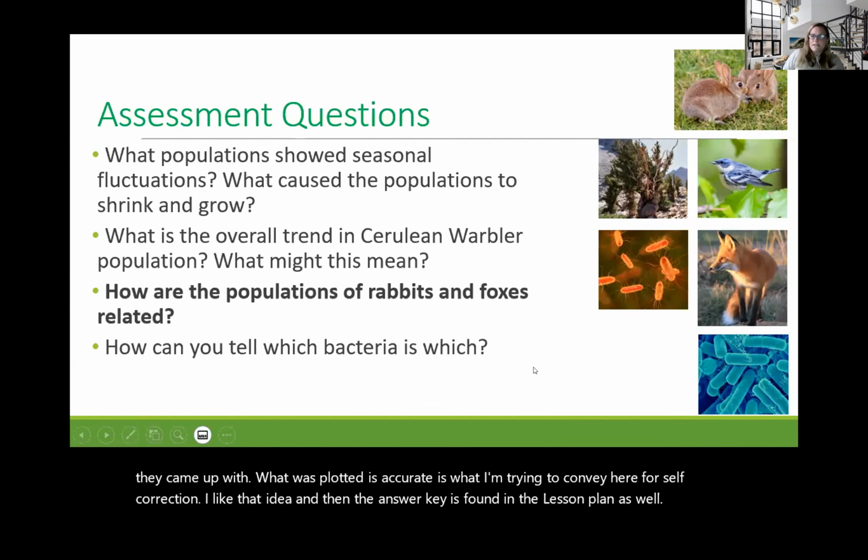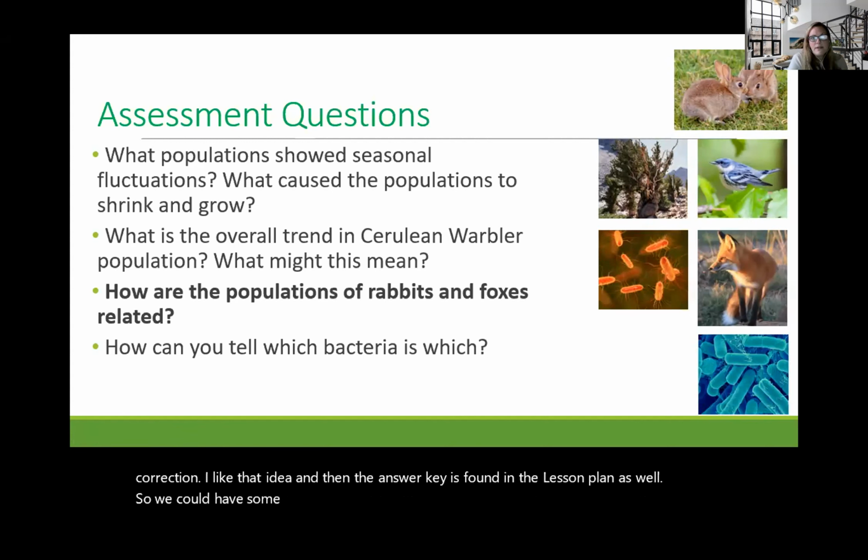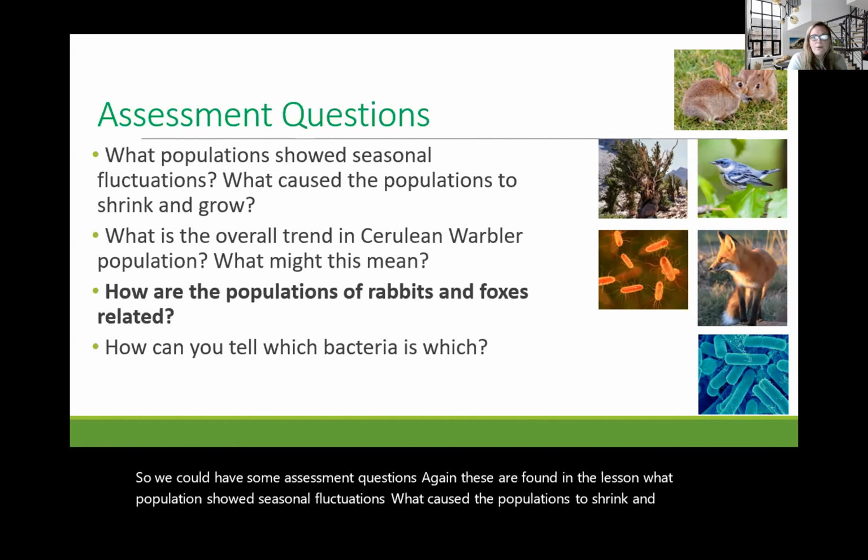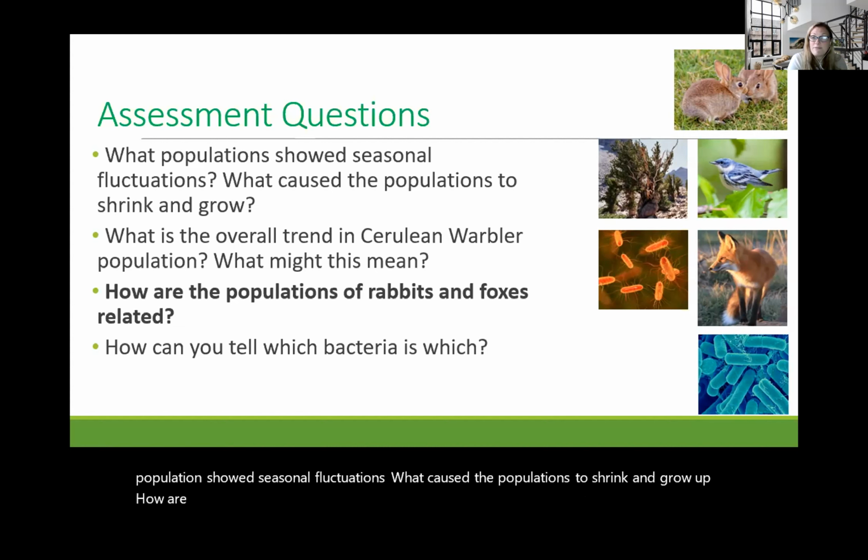So we could have some assessment questions. Again, these are found in the lesson. What population showed seasonal fluctuations? What caused the populations to shrink and grow? How are the populations of rabbits and foxes related, to get into that discussion about prey and predators?